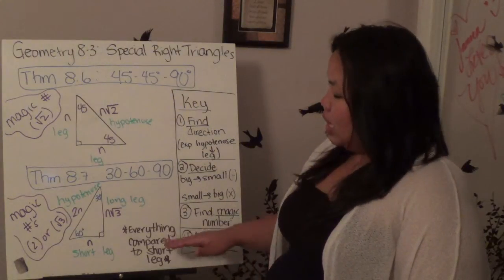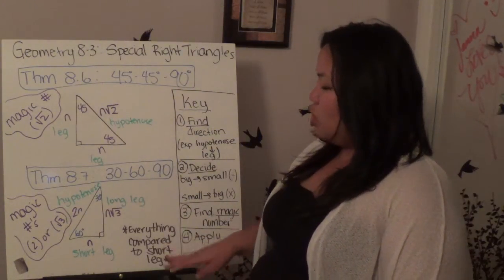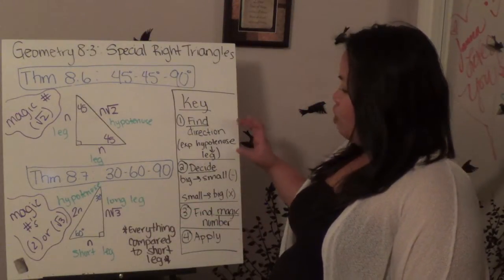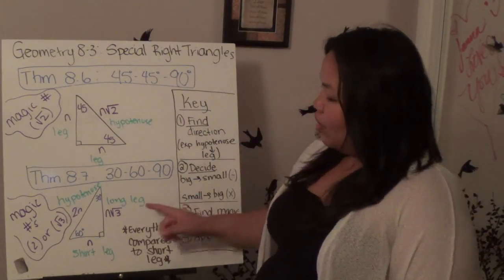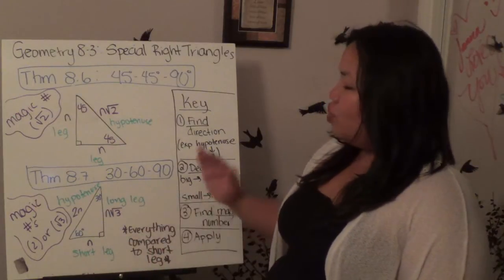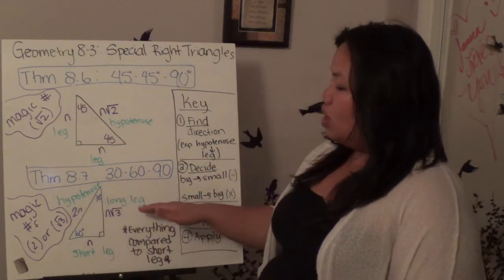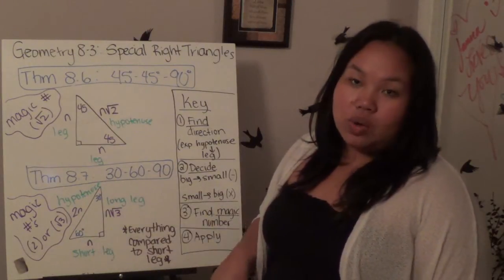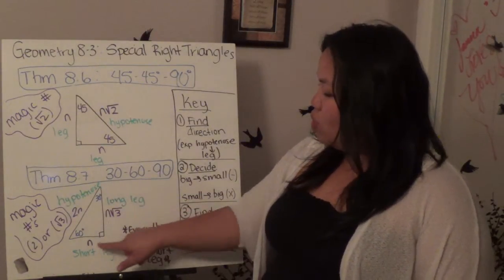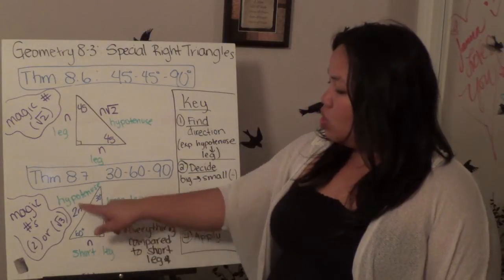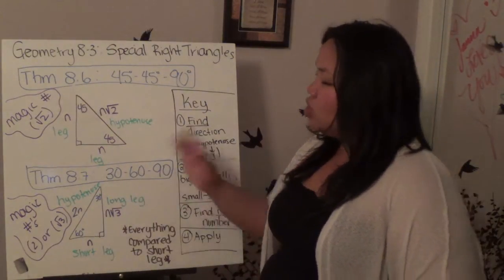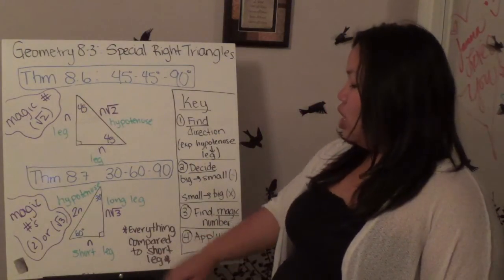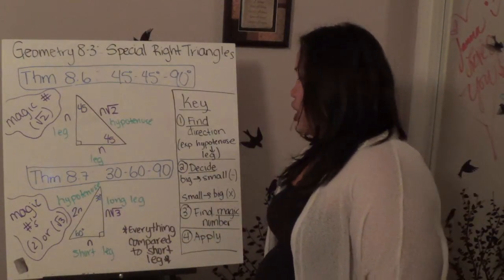And in this case, everything is compared to the short leg. So when we're doing comparisons and finding direction, you always have to include the short leg, okay? That means I can't go from hypotenuse to long leg or long leg to hypotenuse because they have two magic numbers. I always have to have one magic number and the other one has no magic number so that I can relate them. You'll understand what that means. Just keep in mind that in this case, everything needs to be compared to the short leg.